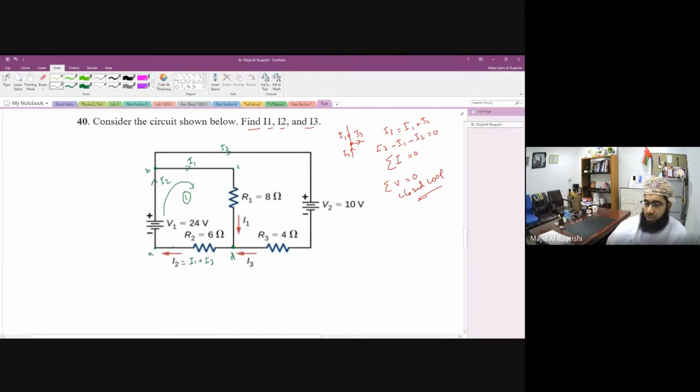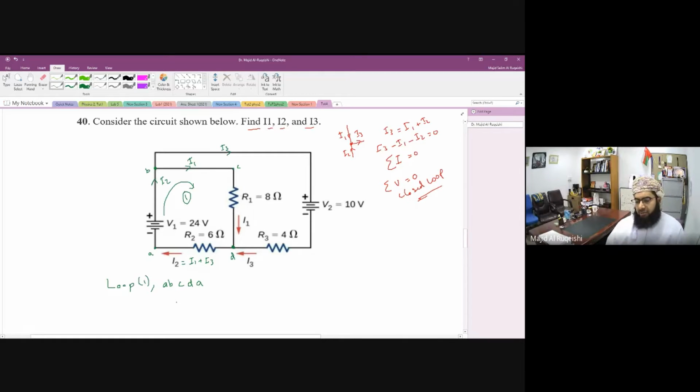So we'll take this path A, B, C, D, again A. So start from A and come back to A. So this is our first loop here. This is loop number 1.